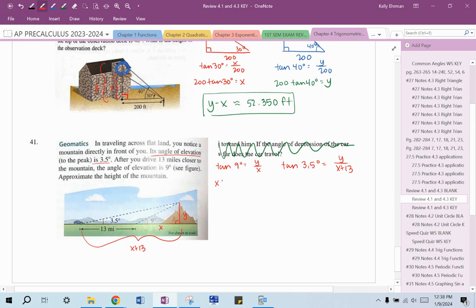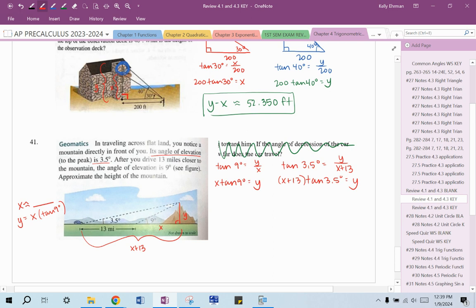Multiply the denominators to the other side. Now, both of these equations are equal to y. So you could set them equal to each other right now and figure out what x is. But remember, you're not trying to find x, you're trying to find y. So if you do happen to find x, let's say you find x is approximately whatever, you need to take that answer, and according to this, y is equal to x times tangent of 9.